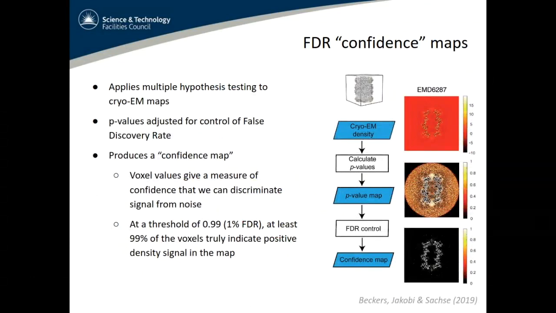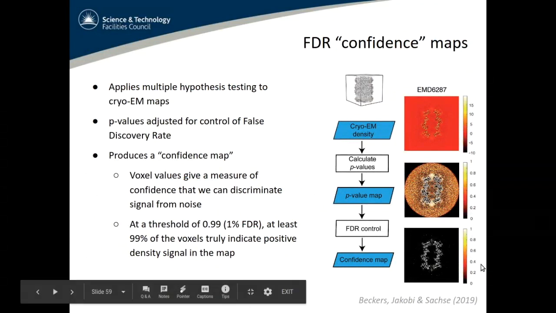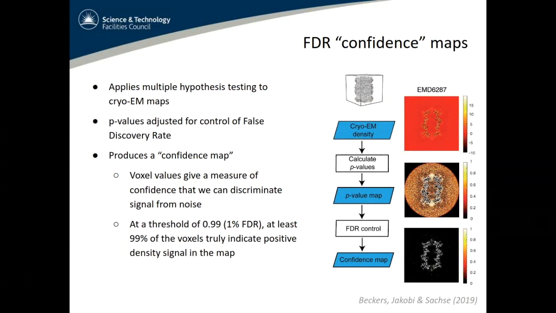The other new tool we've got coming, which is not yet available in the nightlies, but will be soon, is the FDR or confidence maps. This is a tool from Carsten Sachse's group. This is applying the concept of multiple hypothesis testing to cryo-EM maps. So here you treat each voxel on your map as a hypothesis test. You calculate a p-value from it, and then you use a false discovery rate correction to adjust your p-values for the fact you're doing multiple parallel statistical tests.